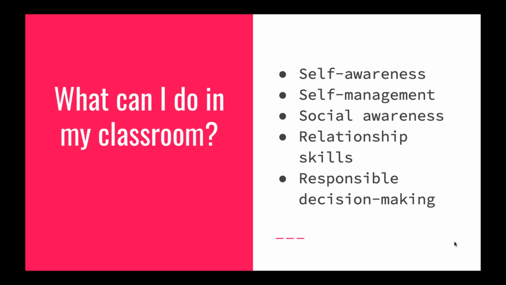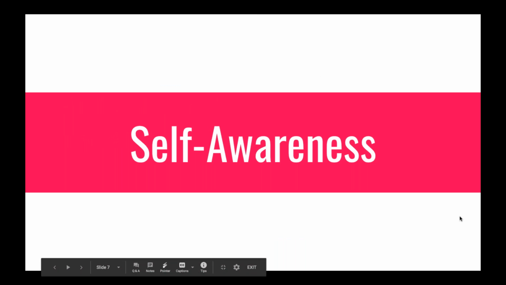Relationship skills. Communicate clearly, listen well, cooperate with others, resist inappropriate social pressure, negotiate conflict constructively, and seek and offer help when needed. Responsible decision making. Make constructive choices about personal behavior and social interactions based on ethical standards, safety, and social norms. So let's first look at self-awareness.